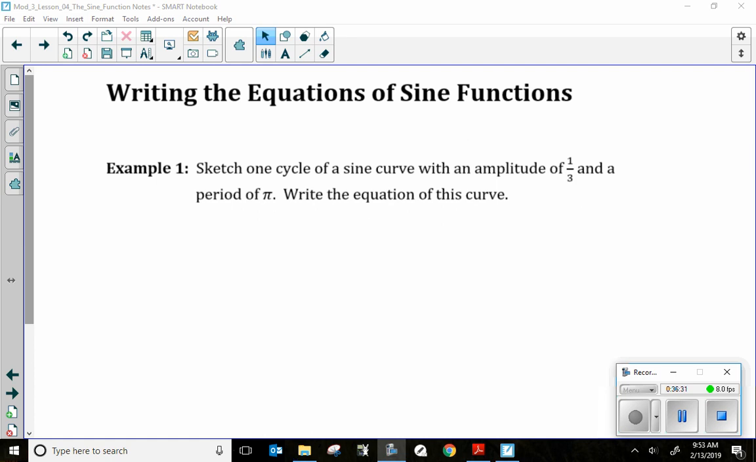Now they're not giving us an equation to sketch. They're saying sketch one cycle of a sine curve with the amplitude of 1/3, a period of pi. Write the equation of this curve. Let's stop here because there's going to be some explanation. I hate to do 2 videos for this lesson, but I'm going to. Okay, so we're going to stop here.